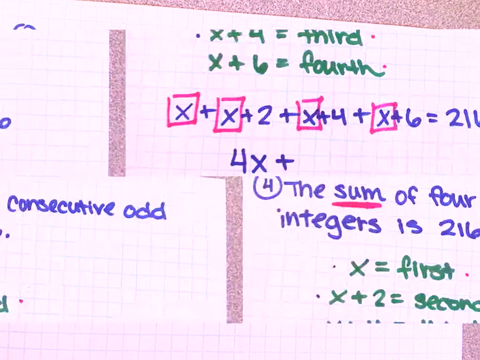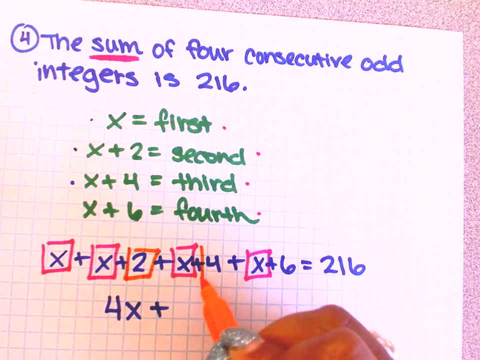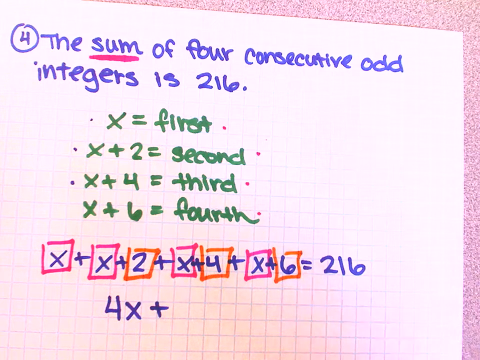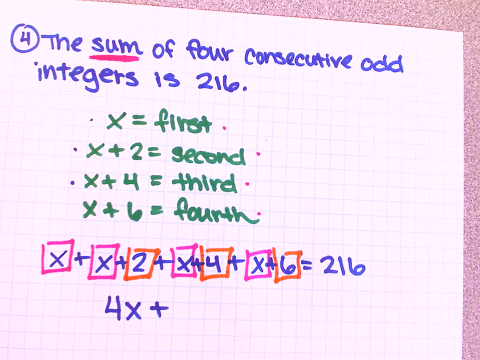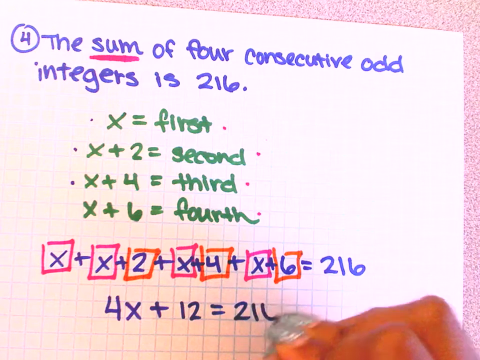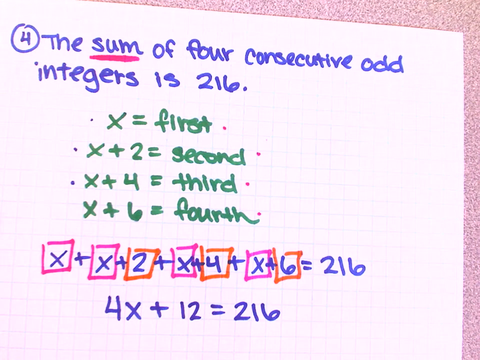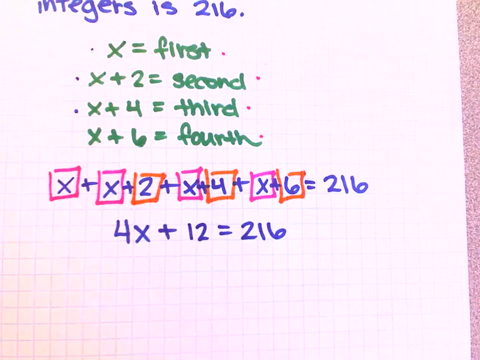Now let's look at my numbers. I have 2, 4, and 6. So 2 plus 4 is 6. 6 plus 6 is 12. All should equal 216. Hands on your head, you see where I'm going. Okay. Didn't lose anyone. Okay, so now you know how to do this.